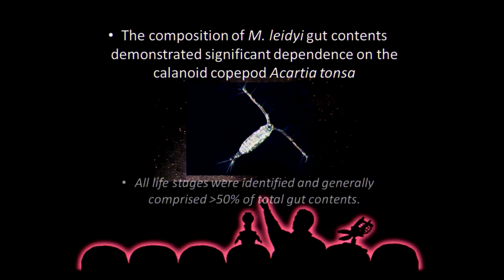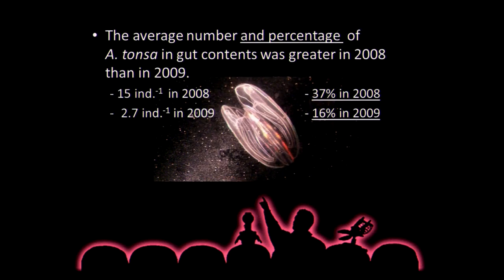Now, when I looked at this between the 2 years, I found all life stages of the copepod. We have nauplii, we have copepodites, we have male and female, and collectively they made up about 50% of the total gut content. So 50% Acartia, 50% other things. Now, when I compared the 2 years, I found that, as expected, I had more of the copepod in my guts in 2008, on average, per individual, than I did in 2009, significantly more. But when I looked at the percentage, I had, again, more in 2008 than in 2009. I wasn't expecting that percentage to change, right?